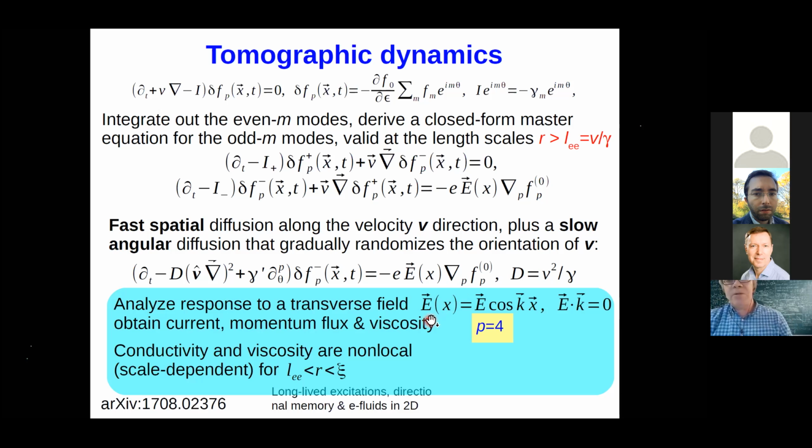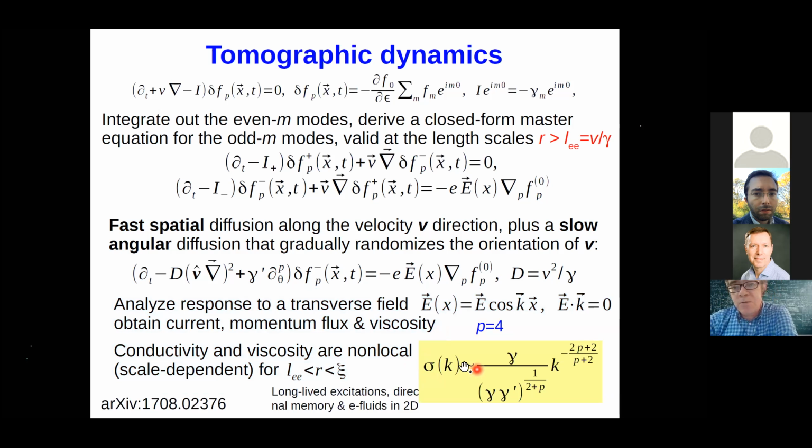And so it's not like an ordinary fluid where viscosity is a number. It depends on scale, like a non-Newtonian fluid. In a non-Newtonian fluid, viscosity is a function of the thickness of the layer in which you probe viscosity. So from that point of view, it's some strange example of a non-Newtonian fluid. And there are some power laws that you get for conductivity, current response to electric field, as a function of wave number, and that translates into some scale dependence.